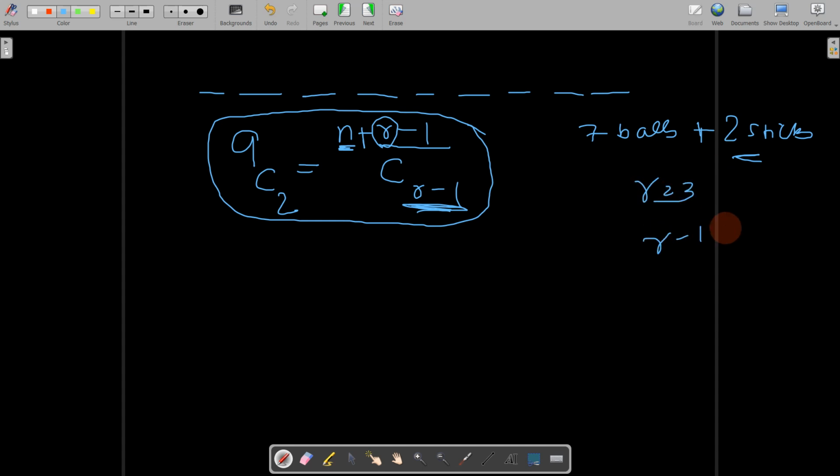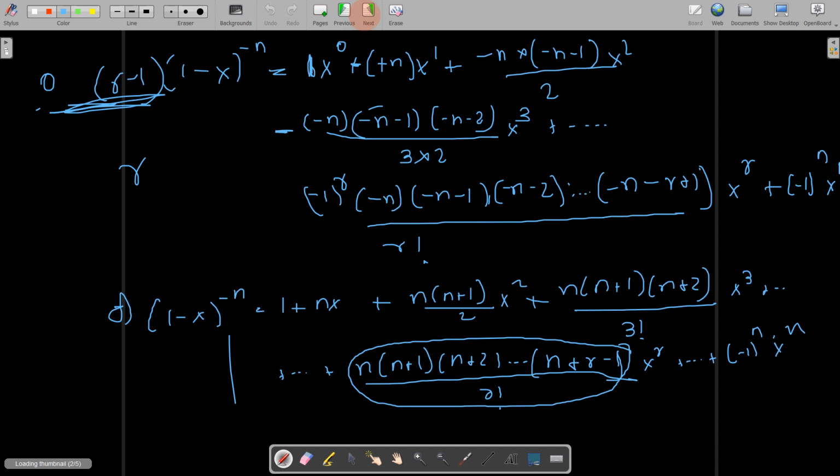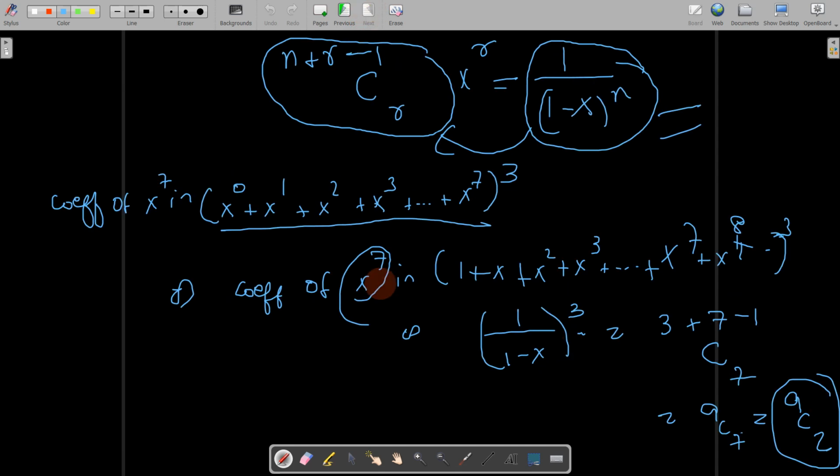So R minus 1 becomes 2. And this R minus 1 is representing how many sticks. But here be careful. This R is representing number of balls and not the sticks. Okay. That's why this formula is looking different. This R is representing number of items to be selected and not the sticks. Okay. So yeah. Now we can see the question.